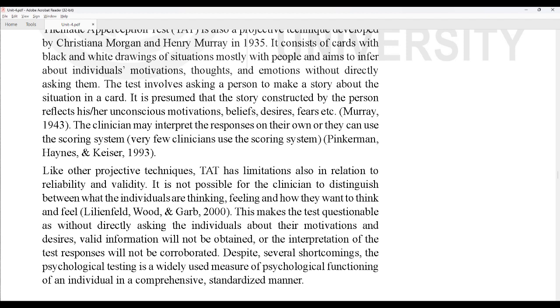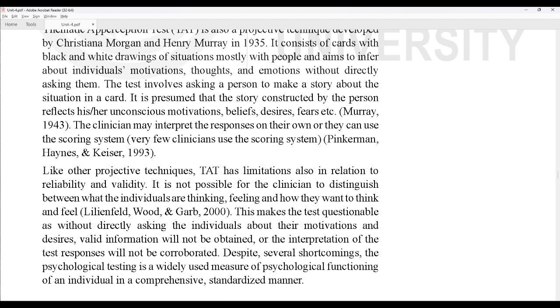(Murray, 1943). The clinician may interpret the responses on their own or they can use the scoring system. Very few clinicians use the scoring system (Pinkerman, Haynes, and Kaiser, 1993). Like other projective techniques, TAT has limitations also in relation to reliability and validity. It is not possible for the clinician to distinguish between what the individuals are thinking, feeling and how they want to think and feel (Lilienfeld, Wood, and Garb, 2000).